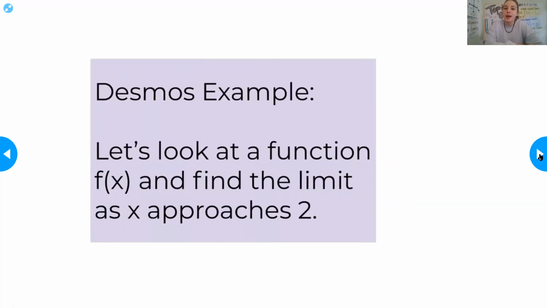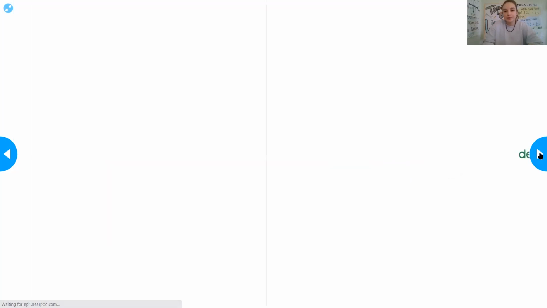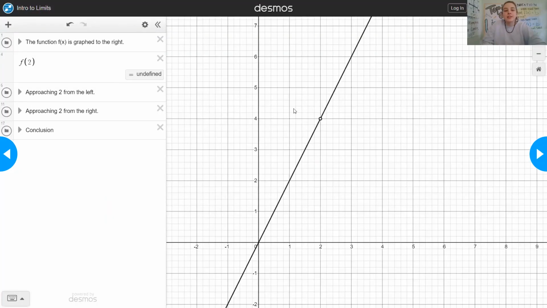We're going to look at a function f of x and find the limit as x approaches 2. Our function f of x is graphed right here to the right. We can see that the point f of 2 is undefined because we have an open circle here or a hole. But that's okay because it doesn't matter what's happening at 2. We just want to know, as I get closer and closer to x equals 2, what do my y values get closer and closer to?